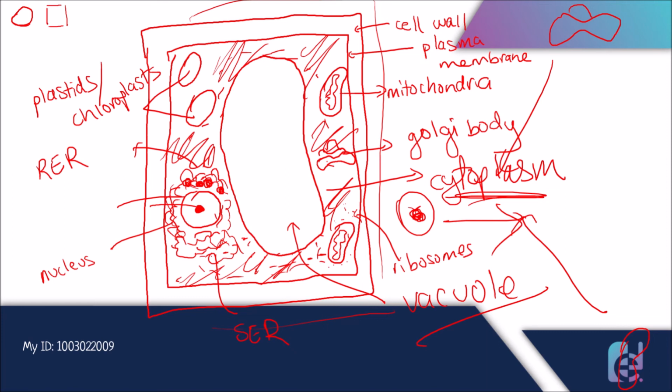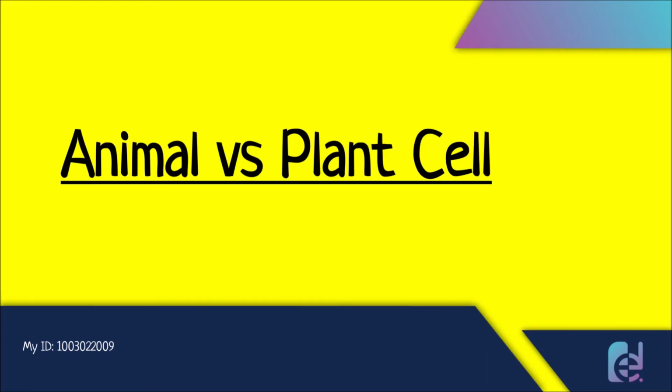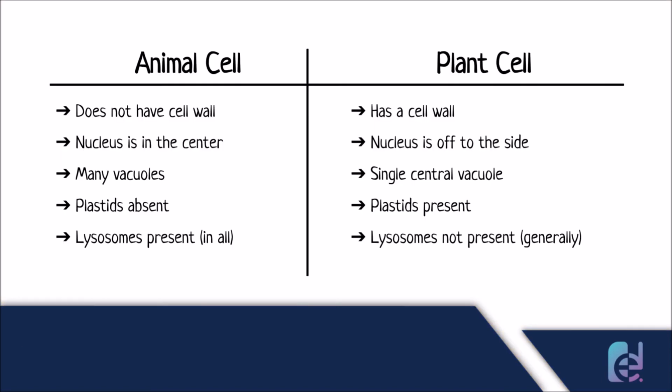Now that we have the diagrams out of the way, we'll compare and contrast the animal and plant cell. So now this is the most common difference. The animal cell does not have a cell wall. Plant cell has a cell wall.